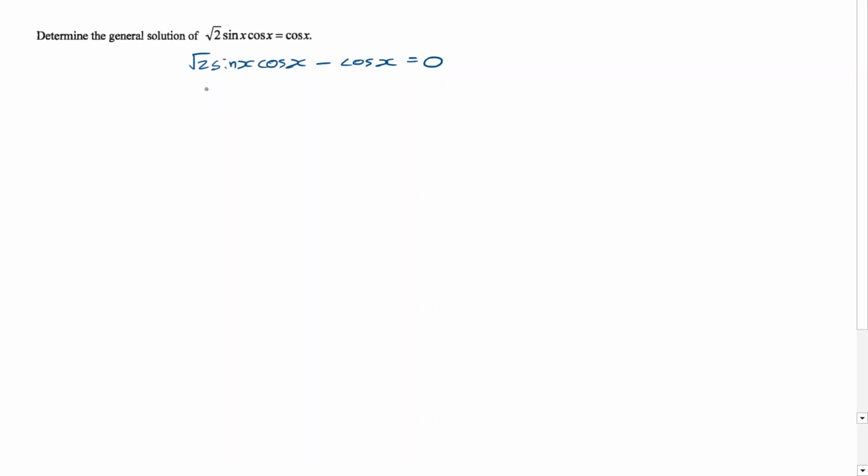And so from here, rather than dividing by cos, I'm going to take out cos, and I'm left with root 2 sine x minus 1. Then, whenever you have something in front of a bracket, it equals 0 as the final answer. And this would just be sine x equals positive 1 over root 2. So that's the question solved, but now we're going to do the actual general solution.